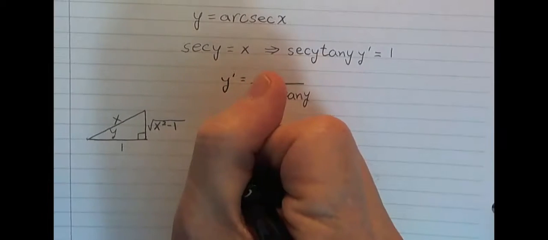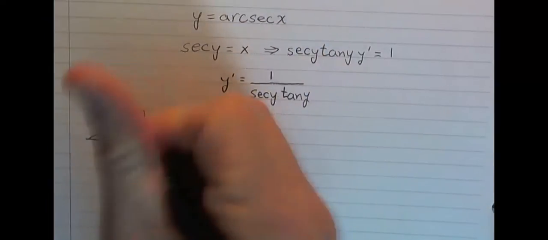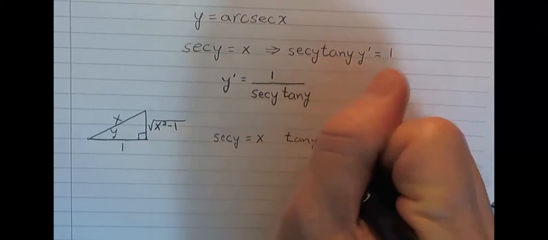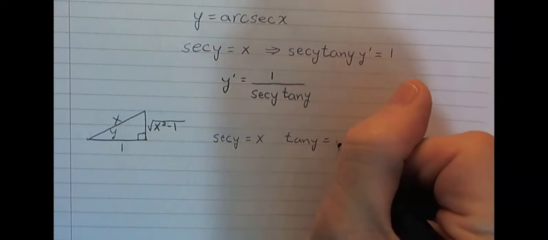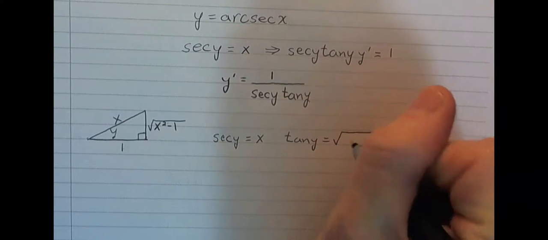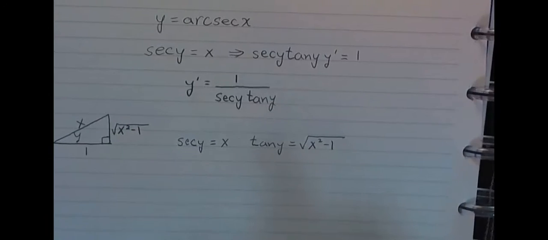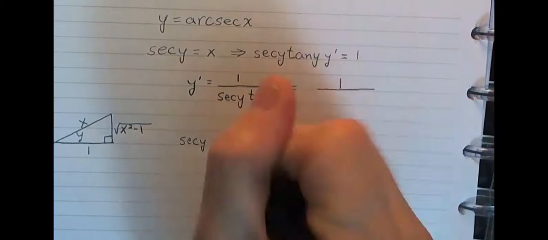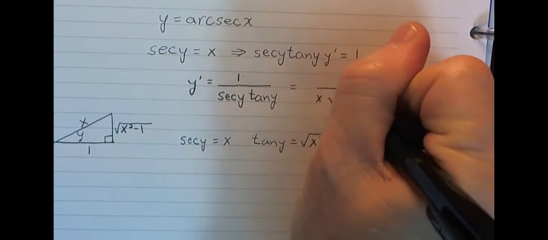Okay, so let's take a look here. We've got secant y equals, well, x. It's right there, right? No worries there. And then tangent y. Well, let's see what tangent y is. Tangent is opposite over adjacent, so this would be the square root of x squared minus 1. Okay, so if we plug in, here's what we've got. We've got 1 over x square root of x squared minus 1.